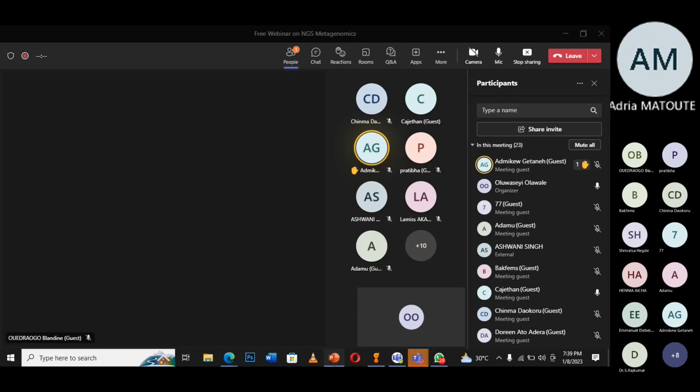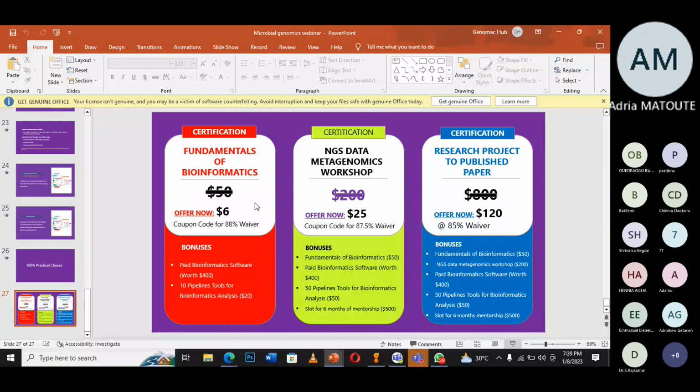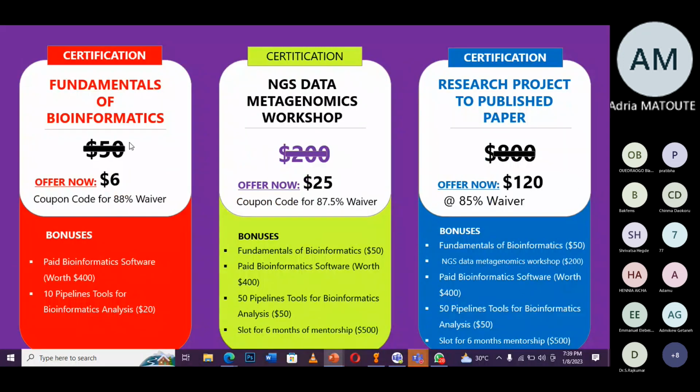So let me introduce the course again. We're having courses, and then we're having workshops, and then we have a research workshop. The first course is $6 at 88% waiver. If you're interested, just check the chat box. You see my WhatsApp number. Chat me up to get access to it. And for those that want the NGS data metagenomic workshop, we'll give you this for free, and you have 87.5% discount. Instead of $200, you're paying $25. Some of the bonuses available are 50 pipeline tools for bioinformatics analysis.